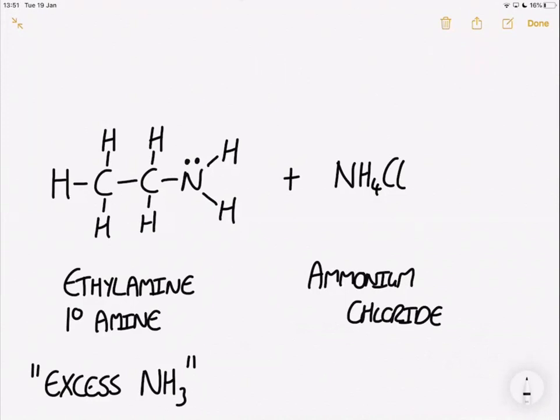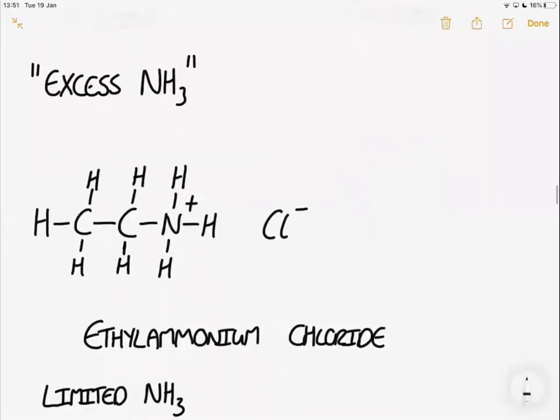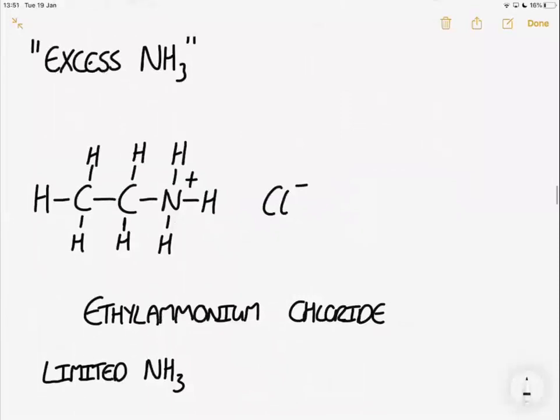The reason that this matters is if you actually want to make ethylamine, right, then you will need an excess of ammonia for this reason and for another reason. Let's think about what happens if you have more limited ammonia. So if there's not as much ammonia available to react, you're more likely to get the ethylammonium ion and a chloride ion, or in other words, you're more likely to get ethylammonium chloride.